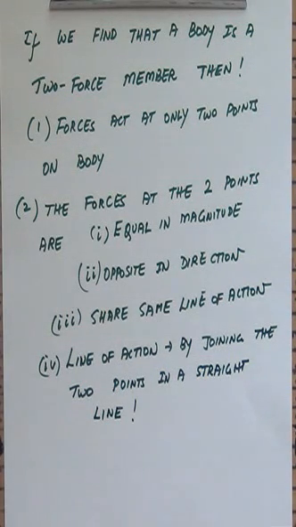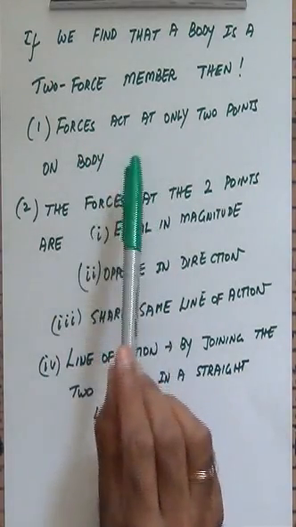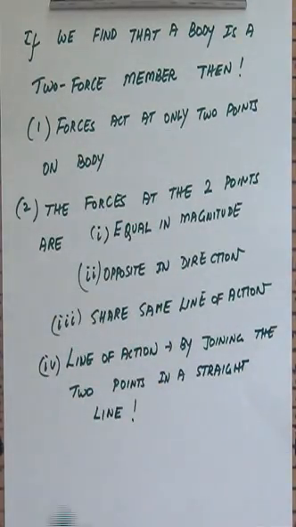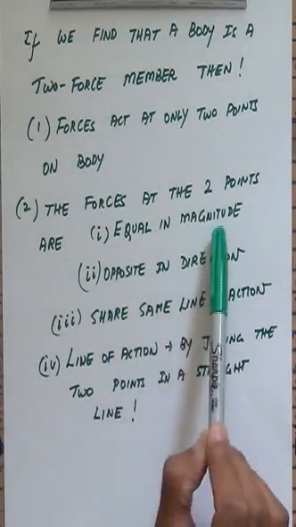Right, so this is really crucial. If we find out that a body is a two-force member, the most important thing is this: I don't need to perform any equation, equilibrium, balance, and so on and so forth. I don't need to perform force balance. I don't need to perform moment balance. As soon as I see that a rigid body has forces at only 2 points on that body, then such a body is a two-force member. If it's a two-force member, then what's the big deal? The forces at the 2 points are equal in magnitude.